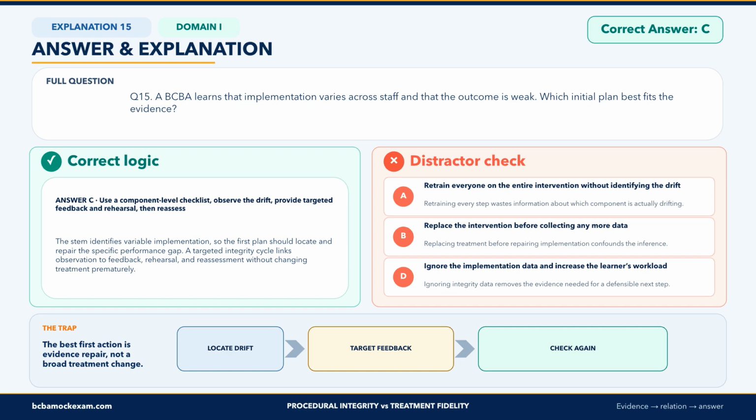A. Retraining every step wastes information about which component is actually drifting. B. Replacing treatment before repairing implementation confounds the inference. D. Ignoring integrity data removes the evidence needed for a defensible next step. When implementation varies, locate the component drift, train the behavior, and reassess before replacing the intervention.